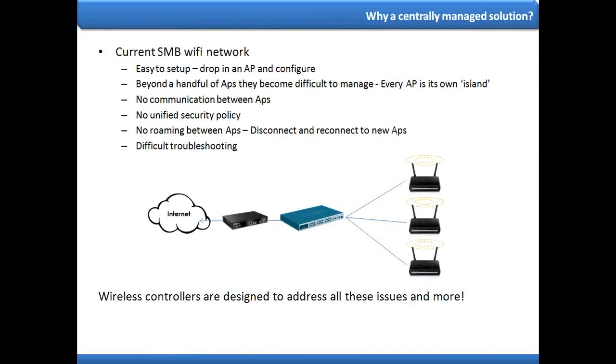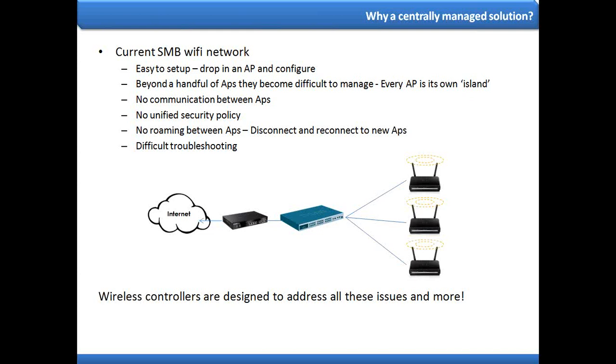So to get right into it, we want to talk about why you are looking for a centrally managed solution for a small medium business. If you take a look at a wireless network that you may have at your home, it may consist of a router or a couple of access points. It's very easy to set up. All you need to do is essentially drop in an access point, configure it, and away you go. But when you start taking a look at more than one or two access points, it becomes very difficult to manage.